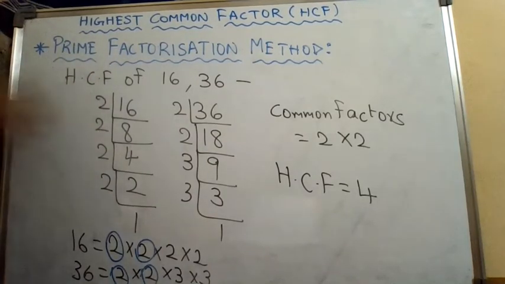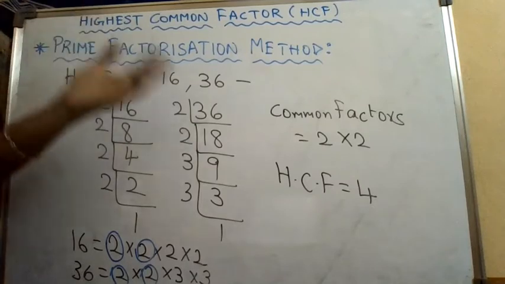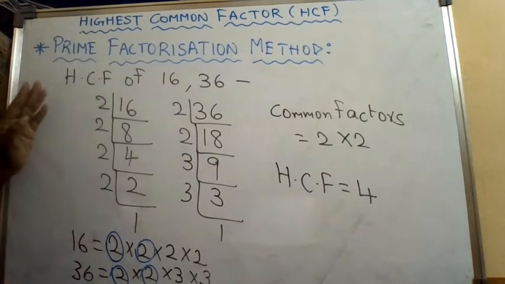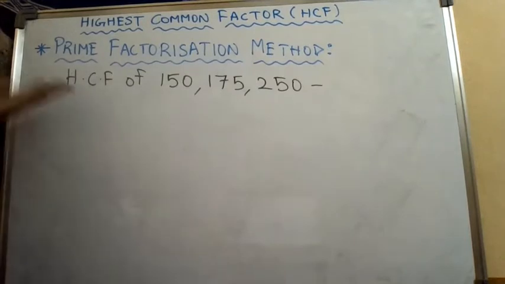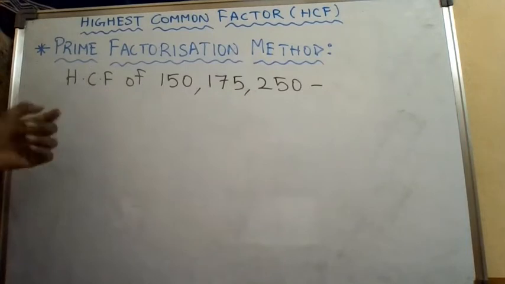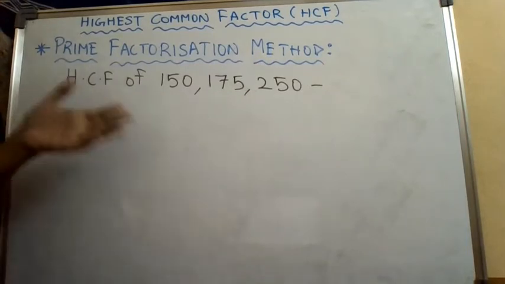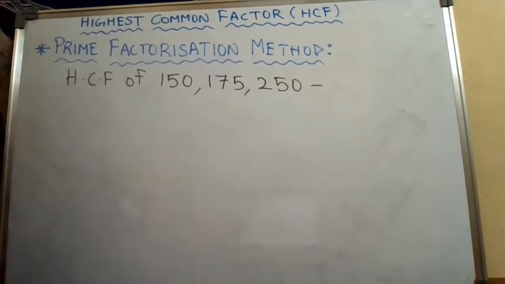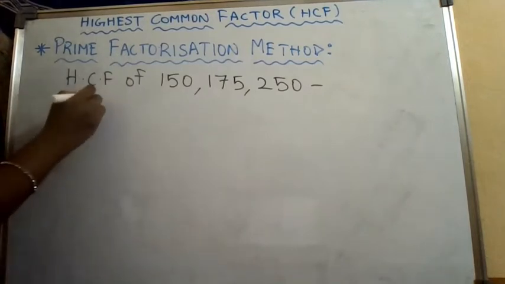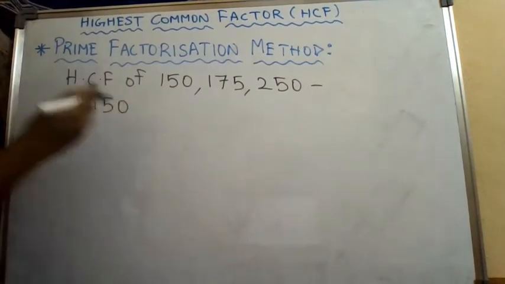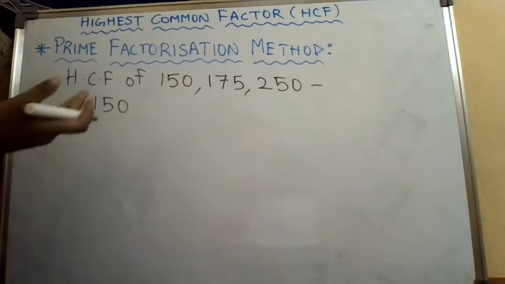Just remember one thing: by following any method, you need to get the same HCF. The HCF value will not change by changing the method. For example, with the same prime factorization method, if you have to find the HCF of 3 numbers, there are slight changes in the process of finding the HCF, which we will look into. The starting process is the same. You are going to find the prime factorization of 150, 175 and 250.